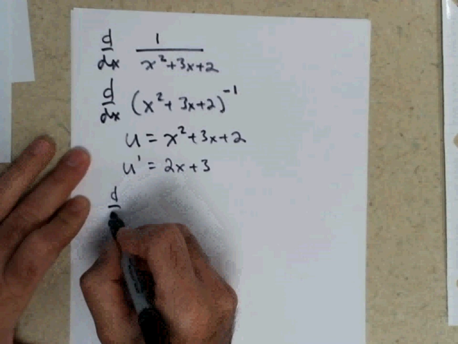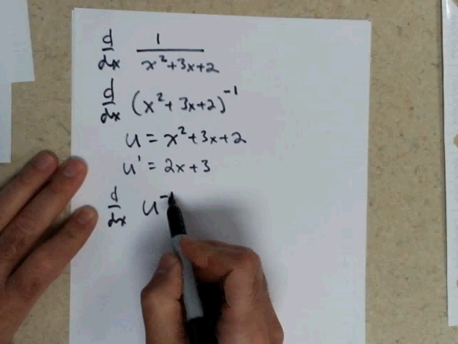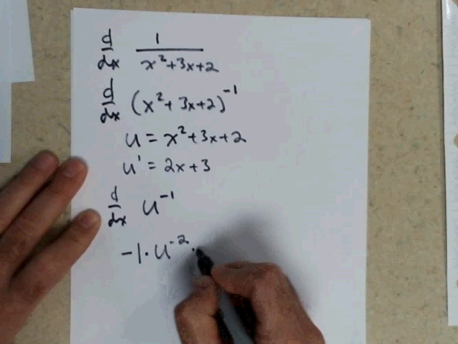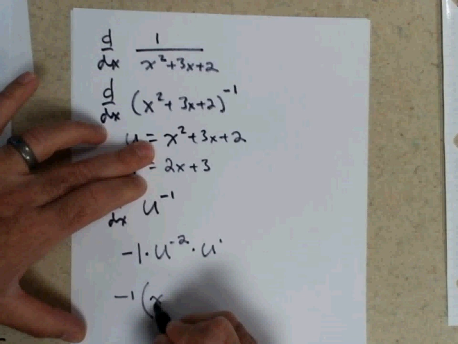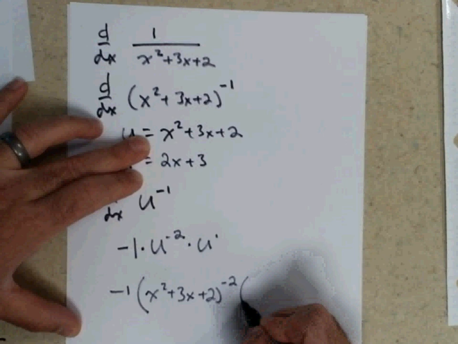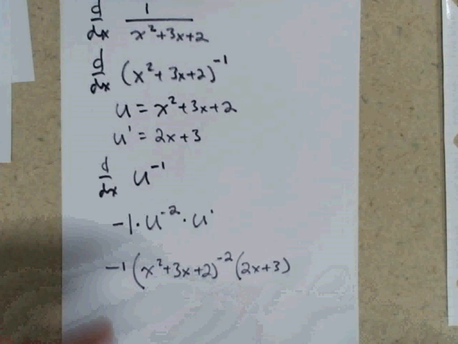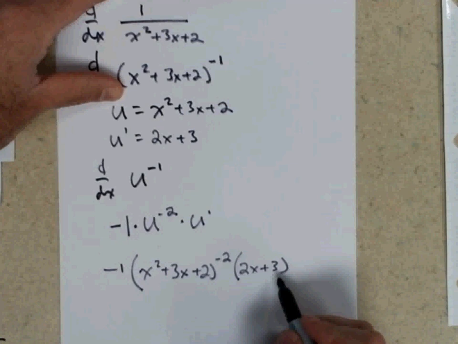And now I'll rewrite the problem. So I'm looking at the derivative of, I replace this with the u to the negative 1. Once you have u to an exponent, you can take the derivative. So it's negative 1 times u to the negative 2 times u prime. And now I just substitute this back in. So I have (x squared plus 3x plus 2) to the negative 2 times u prime, which is (2x plus 3). Make sure you're really good with parentheses, right? If you don't put that quantity, it'll look like you're just multiplying by 2x and then you're adding 3.